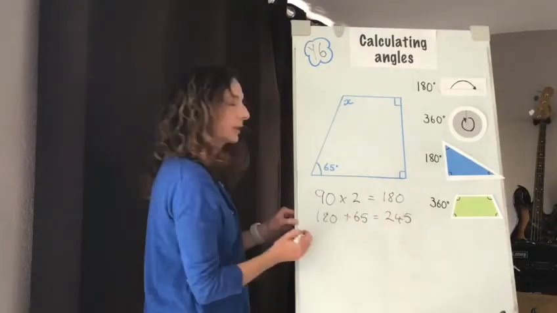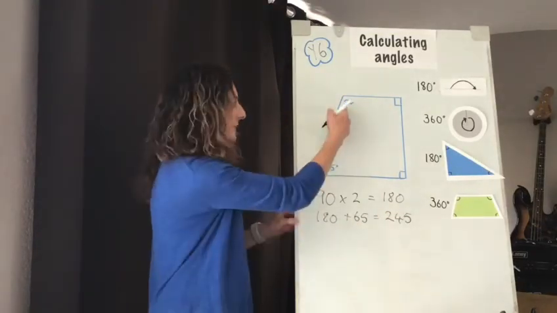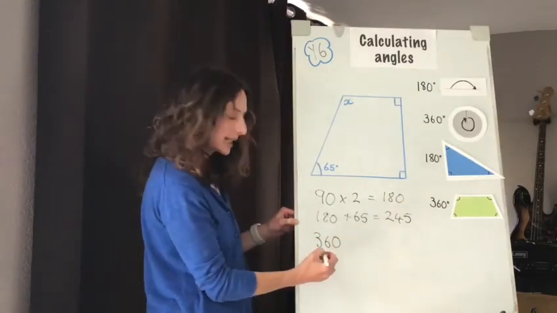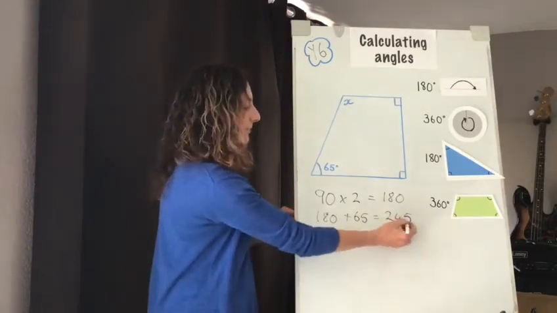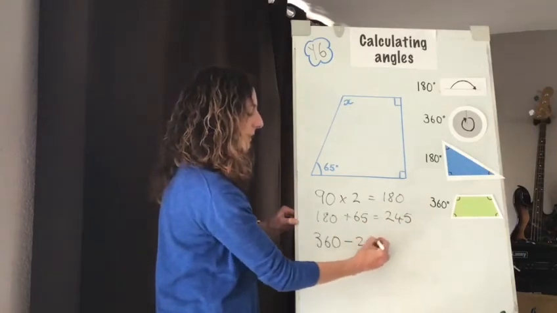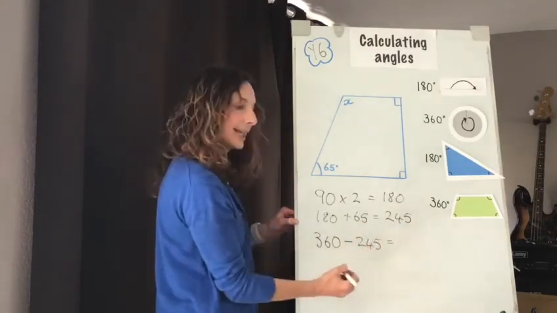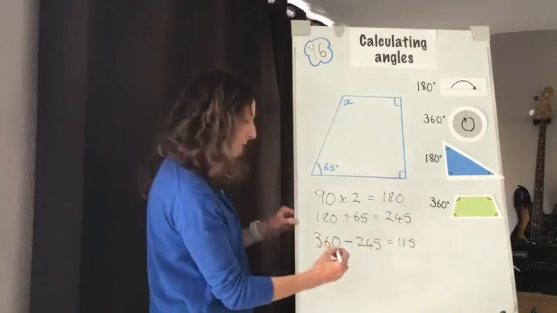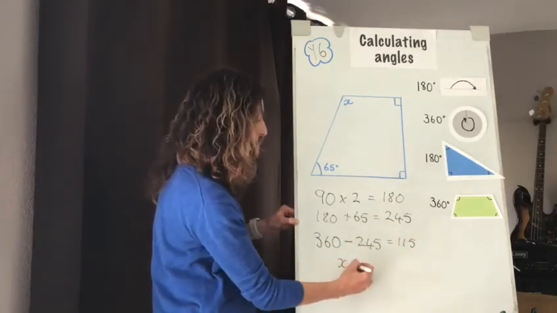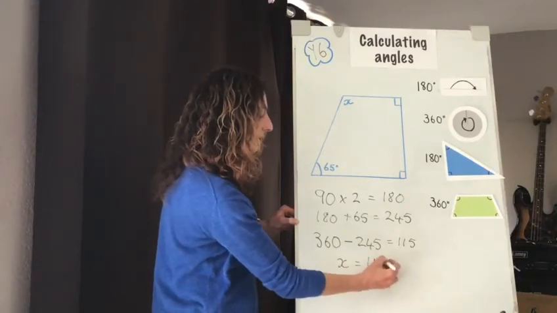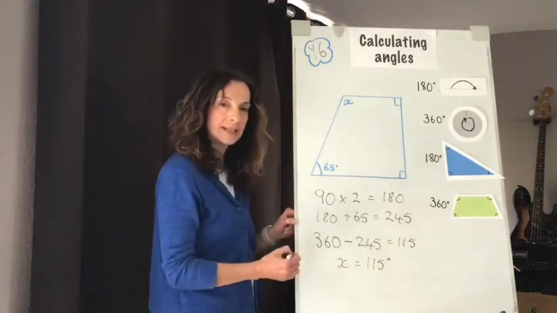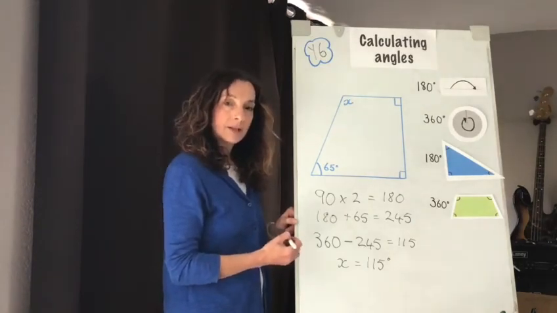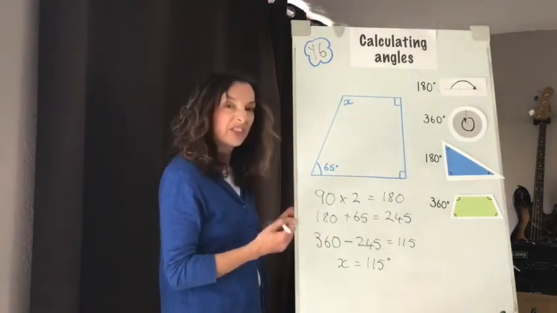245. So all that we need to do now to find our missing angle is to start with our total of 360, subtract the value of the other three angles added together, and that gives us 115. So we know that in this case, angle X is 115 degrees.